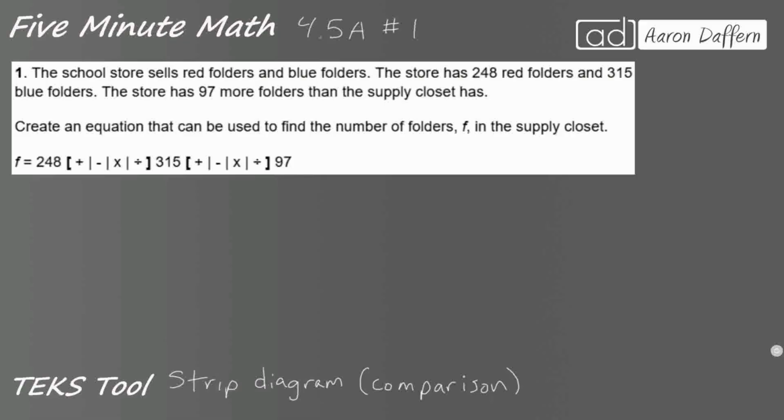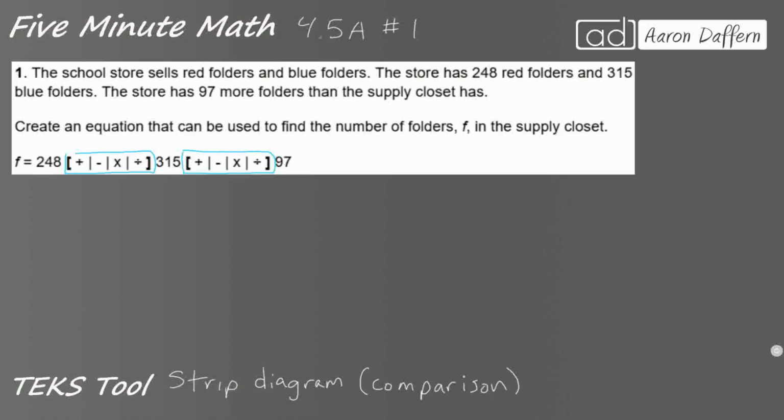So we've got a store selling folders, and the store has some amount of folders more than the supply closet. So we need to find an equation. If this were on the STAAR test, this would be a drop down, where we get to choose one of the four operations. And then here would be another drop down. We get to choose one of the four operations. So we're needing to write an equation.